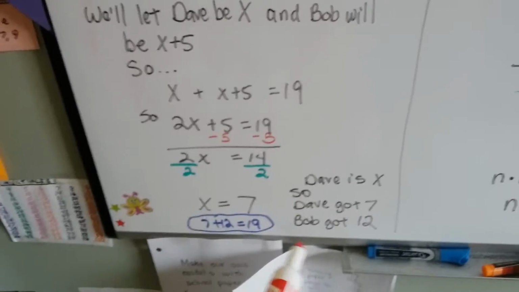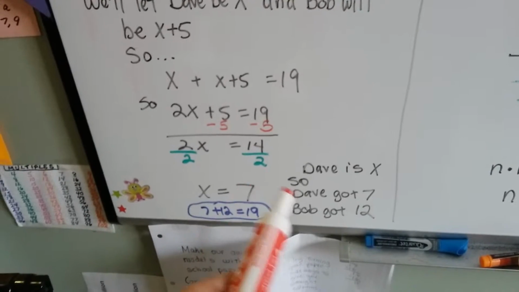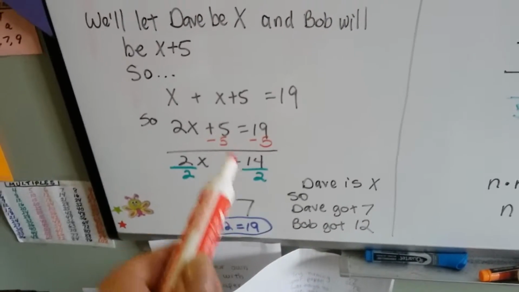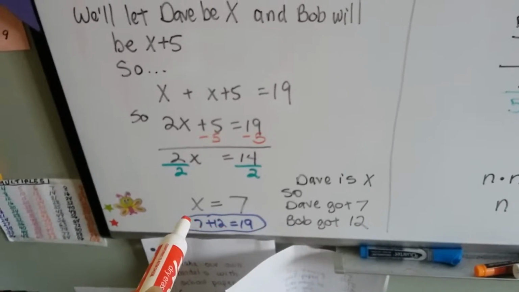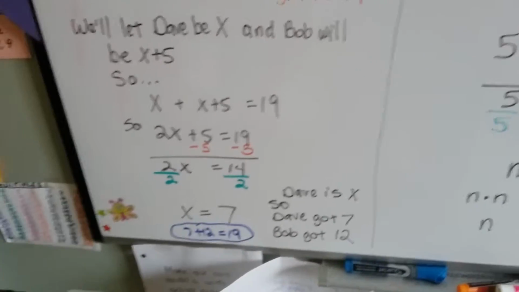So now let's plug it in. That means Dave got 7, and Bob is x plus 5, 7 plus 5, so that means Bob got 12. Yeah, 7 plus 12 is 19. We got it right. All right, let's try this one.